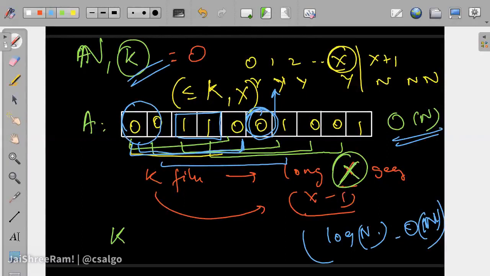Okay. So I hope by now you must have got a good idea of how to think about any problem, whether it's a binary search problem or not, right?